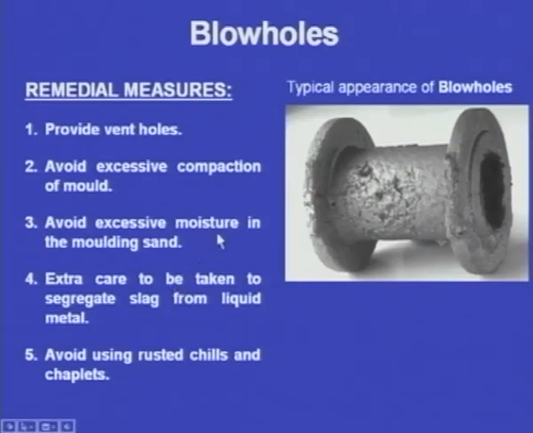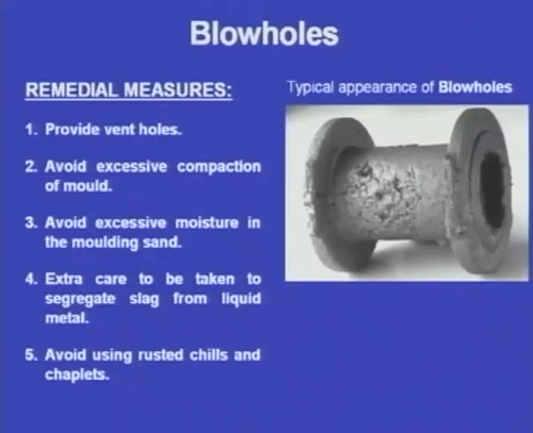Next one, avoid excessive moisture in the molding sand. When we add excessive moisture in the molding sand, this excessive moisture will be turned into vapor when we pour the molten metal, and that will result in blowholes. And we have seen that slags are responsible for the formation of blowholes. This slag will be coming through the molten metal. So, when we pour the molten metal, extra care has to be taken to segregate the slag from the molten metal.